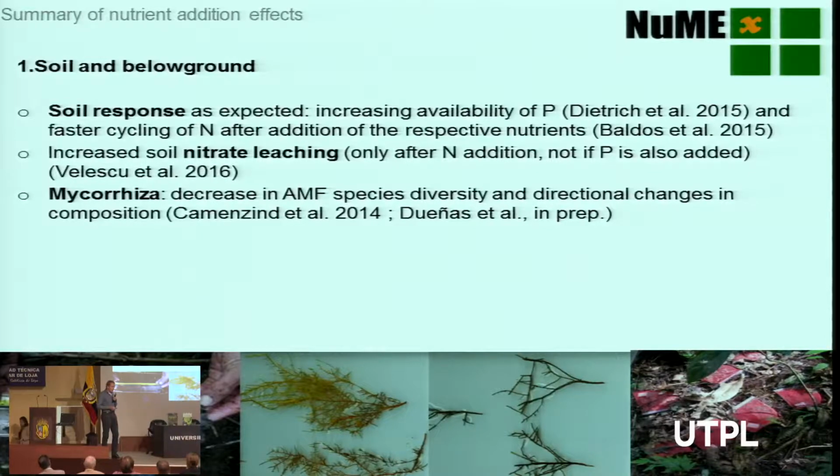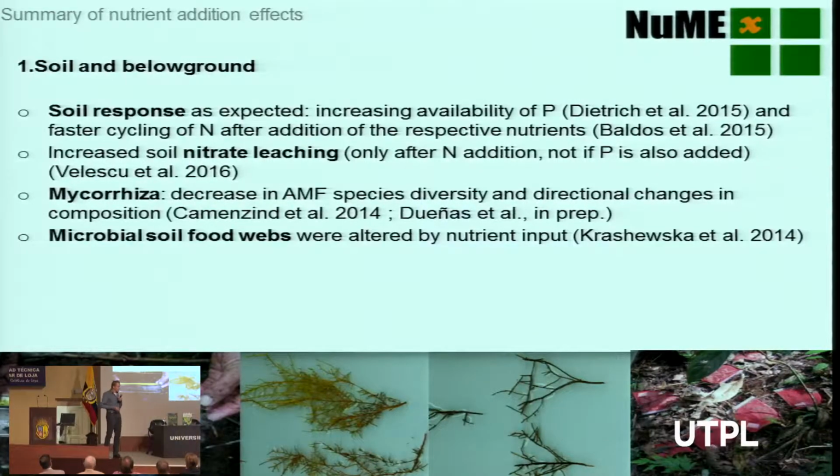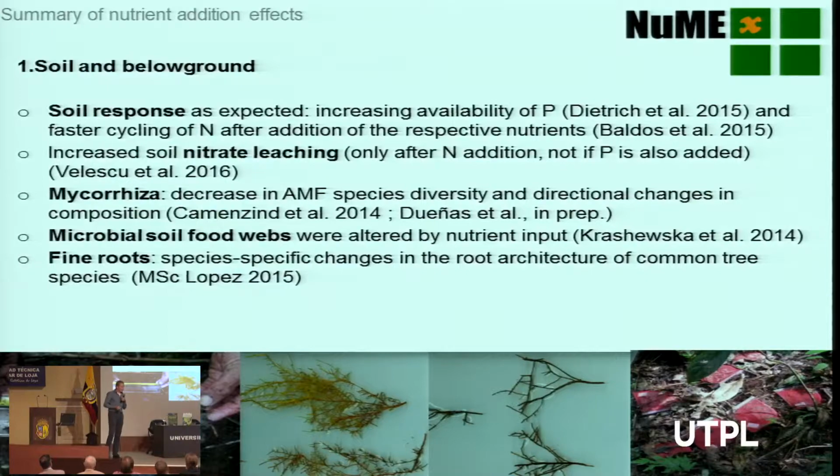We had some very interesting results in mycorrhiza. There was a decrease in AMF species diversity and a directional change in composition. So we found that certain groups of the mycorrhizal fungi responded to phosphorus addition, became more common, whereas other groups responded more to nitrogen addition. The soil food webs, the microbial soil food webs, were altered. There was a change in species composition where we added nutrients. Then in fine roots, we found that there were species-specific changes in the root architecture of common tree species.